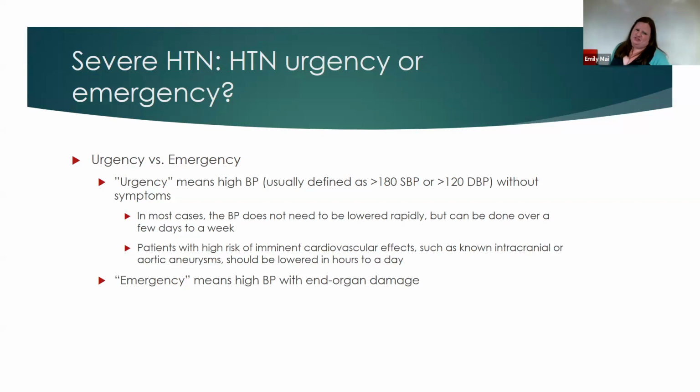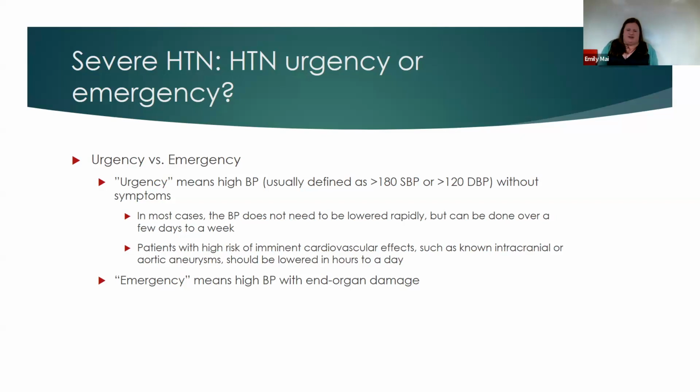The only exception to that would be a patient with a really high risk of an imminent event from that high pressure. So somebody who has a known aortic aneurysm, or a type B dissection that's at risk of redissecting or worsening dissection. Those you want to lower more like over hours to days. But honestly, I feel like those almost fall into the emergency category personally, but they don't.